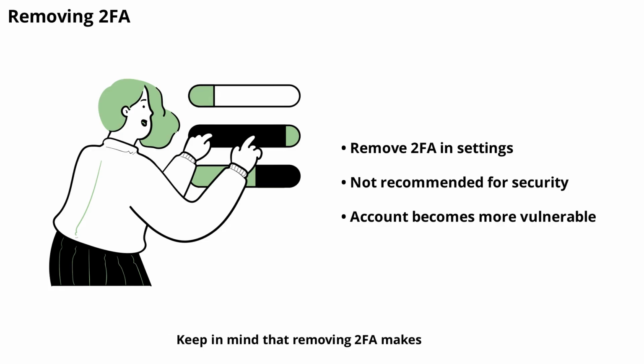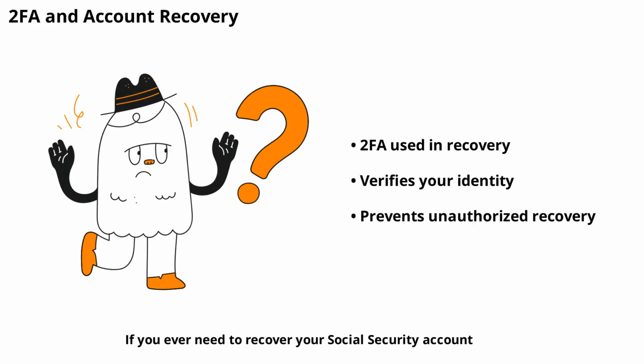Keep in mind that removing 2FA makes your account more vulnerable to unauthorized access, so only do this if absolutely necessary. If you ever need to recover your Social Security account, two-factor authentication will play a role in verifying your identity. You may be asked to enter a code sent to your phone or email, or answer security questions. This process helps ensure that only you can regain access to your account.